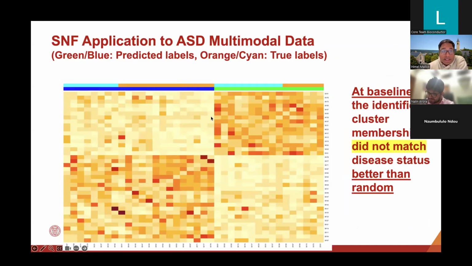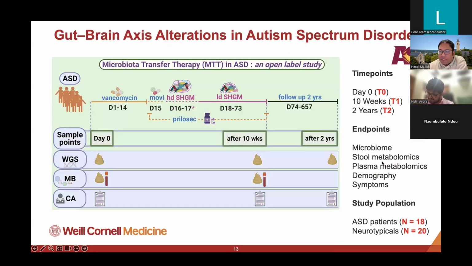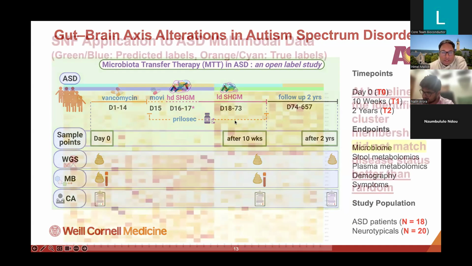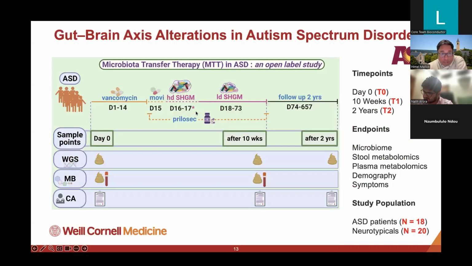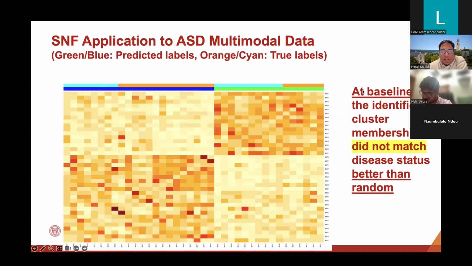What this SNF analysis revealed is that if you do this SNF, similarity network fusion, on all the multi-omics data that was collected, in this case microbiome, stool metabolomics, plasma metabolomics, and there are other types of data as well, it shows that there are definitely two clusters revealed by SNF. That means that at baseline, as expected, there is no treatment yet, so the ASD and the TD children form two clusters as supported by the SNF.